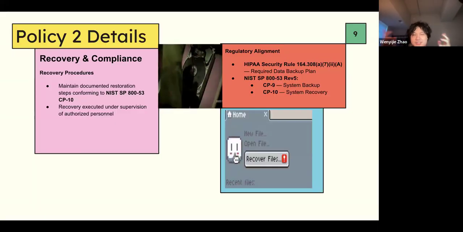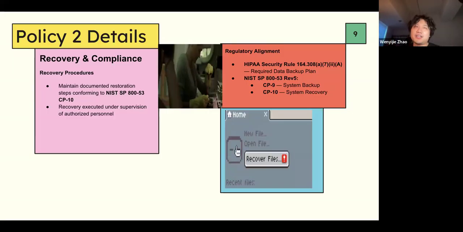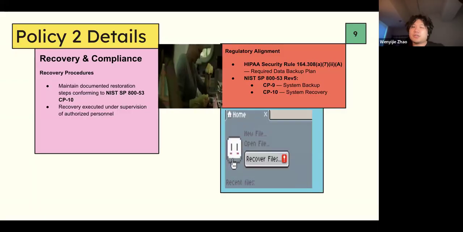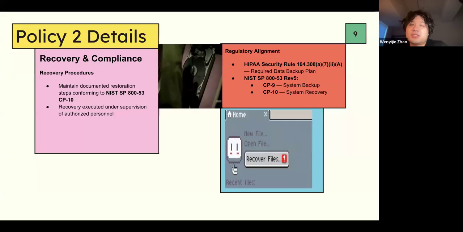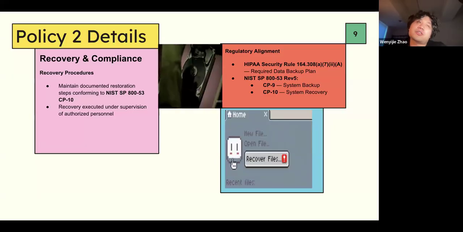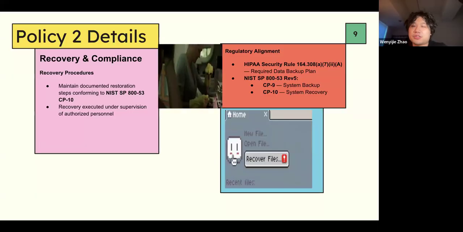In short, this policy guarantees that EPHI remains secure, recoverable, and compliant. And it ensures that the organization can continue operations effectively under any adverse event. This is the standard our company is trying to enforce to protect both our infrastructure and our regulatory posture.